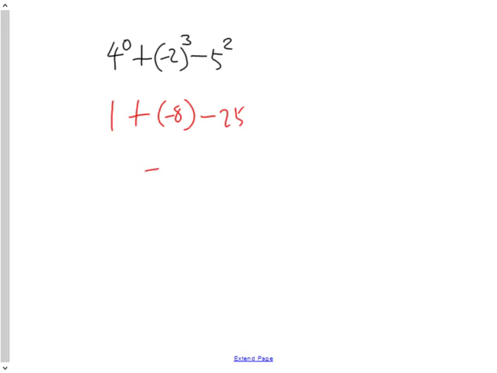1 plus negative 8 is negative 7. And negative 7 take away 25. If you have to do that, go ahead. But negative 7 take away 25 is negative 32.